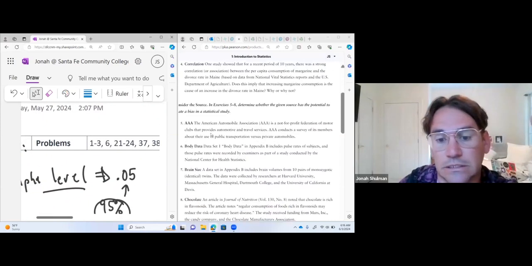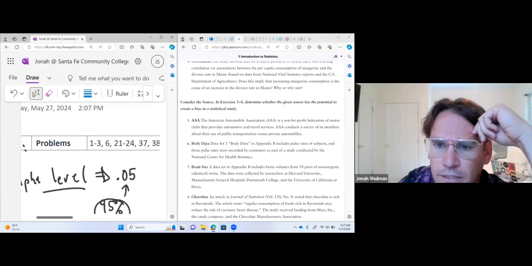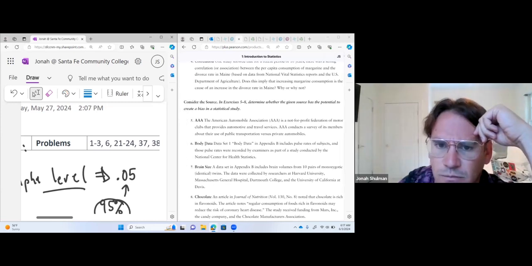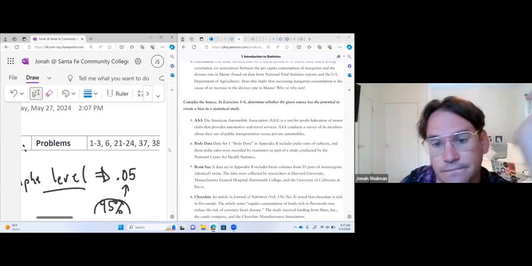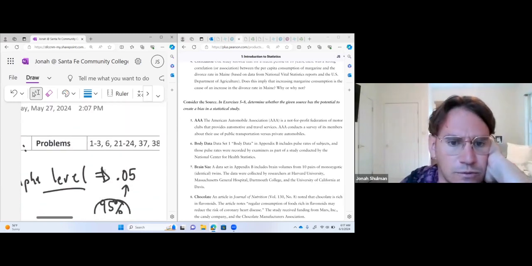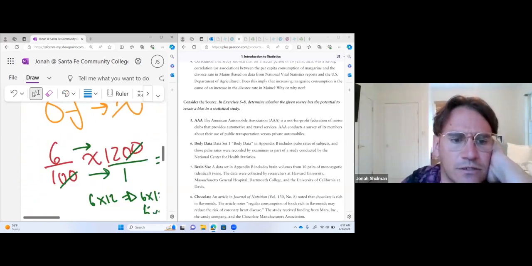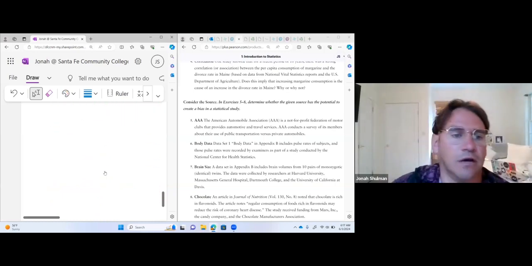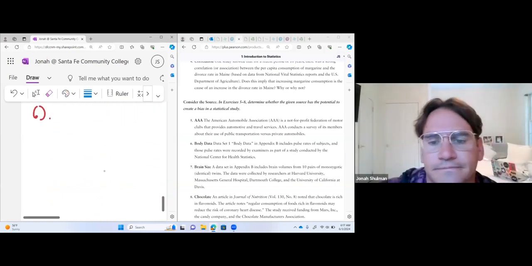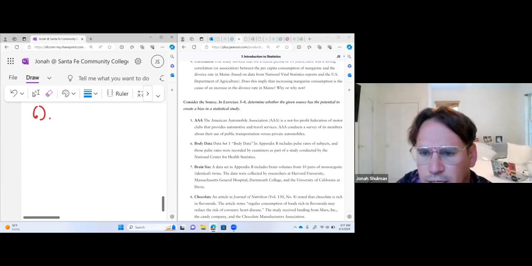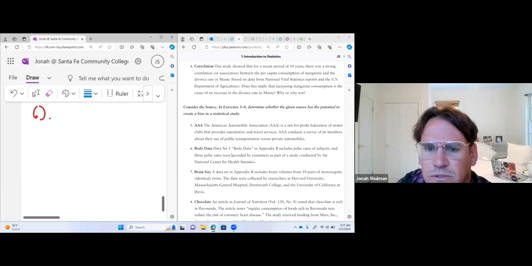Next one we have to do is 6. Extras 5 through 8: determine whether the given source has a potential to create bias in a study. All right, let's see how good this study is for 6, and then we go all the way to 21. I'm not going to do them all, but we'll see how many I knock out right now. Then I'll go to the next group. Body data in Appendix B includes pulse rates of subjects, and those pulse rates were recorded by examiners as part of a study conducted by the National Center for Health Sciences. Whether the given source has potential.